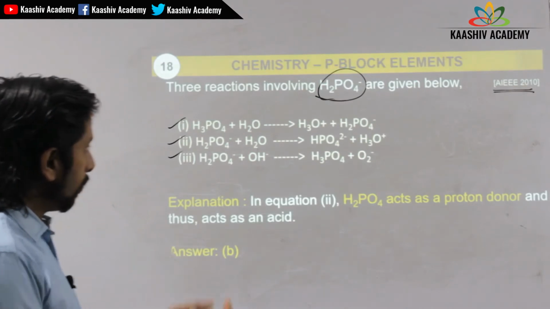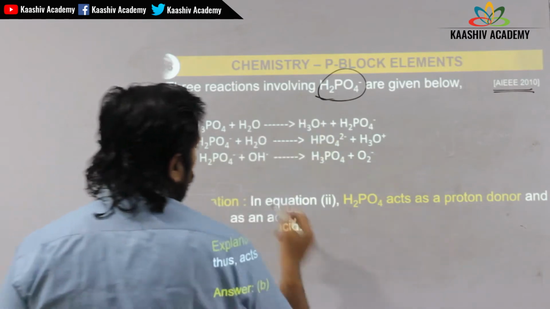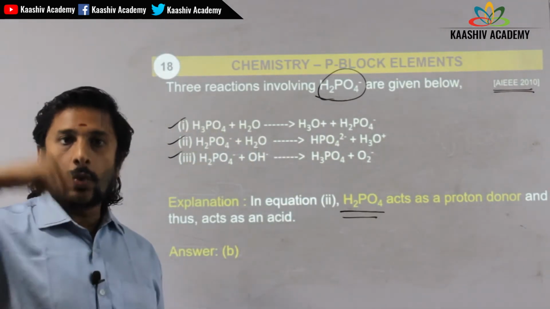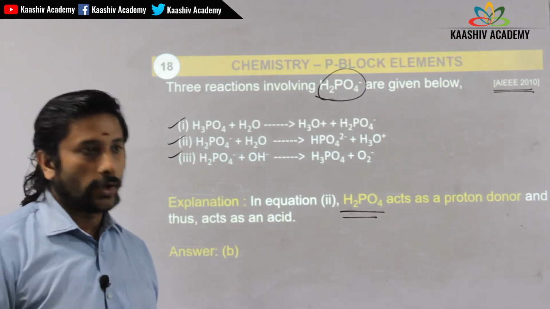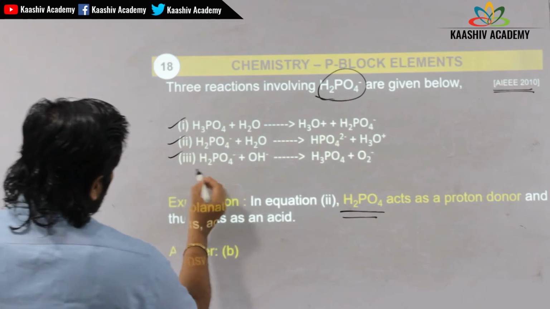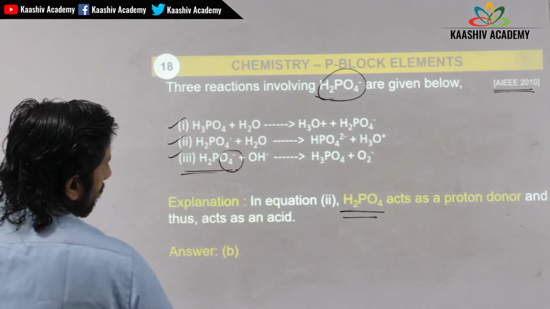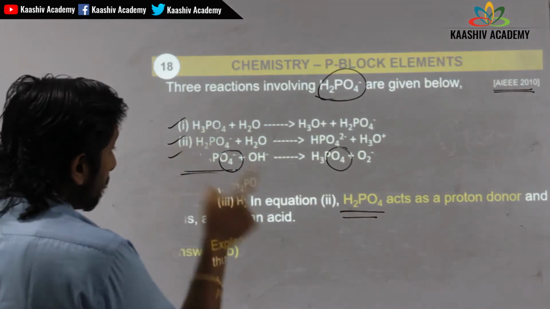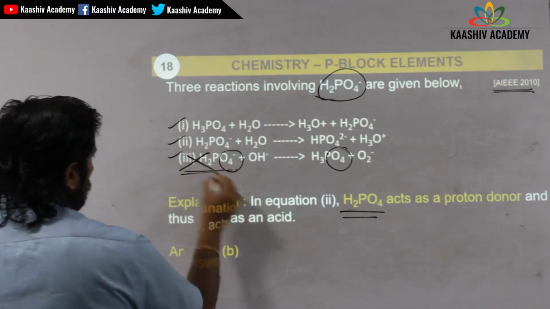Let's move on. Over here in this equation, H2PO4 is nothing but a proton donor. It should give a proton to others. Over here I'll take the third one, H2PO4 minus. It becomes H2PO4. It indicates it gains an electron, it didn't lose one. So this is not the case, no.